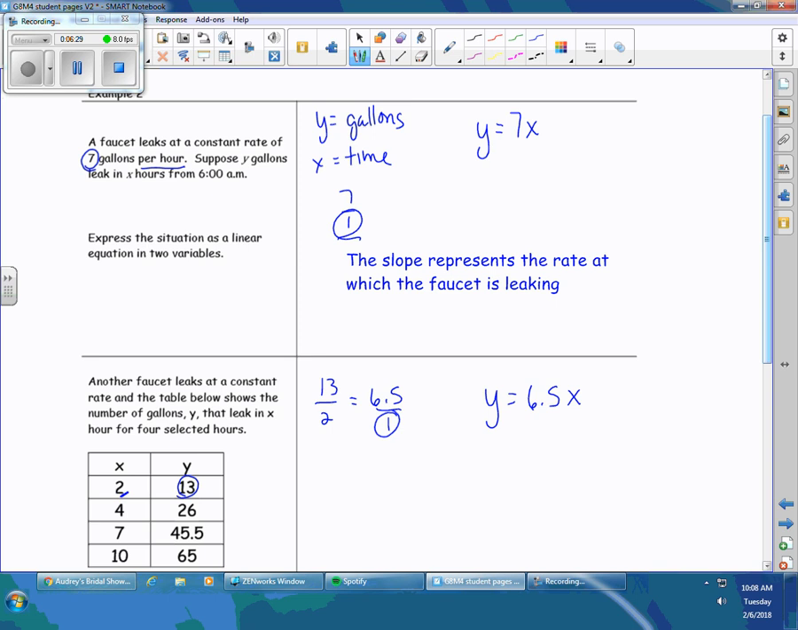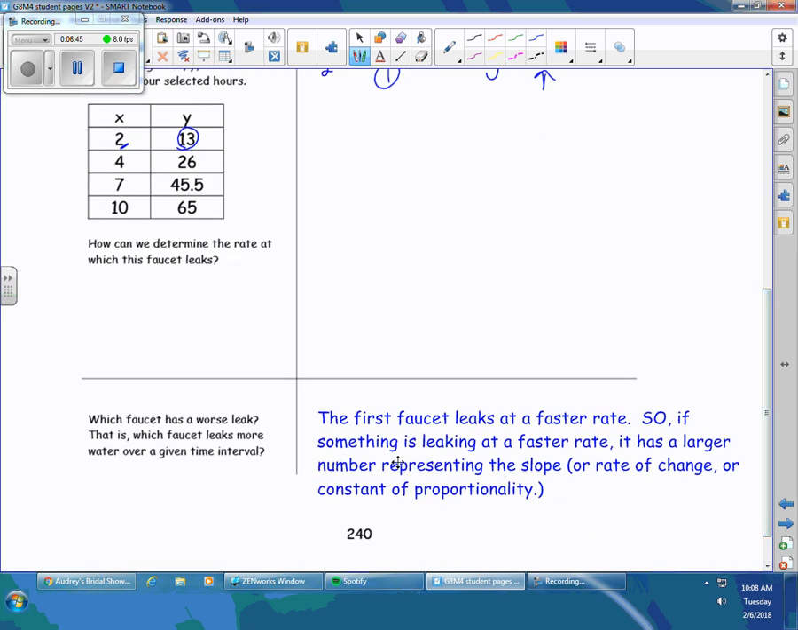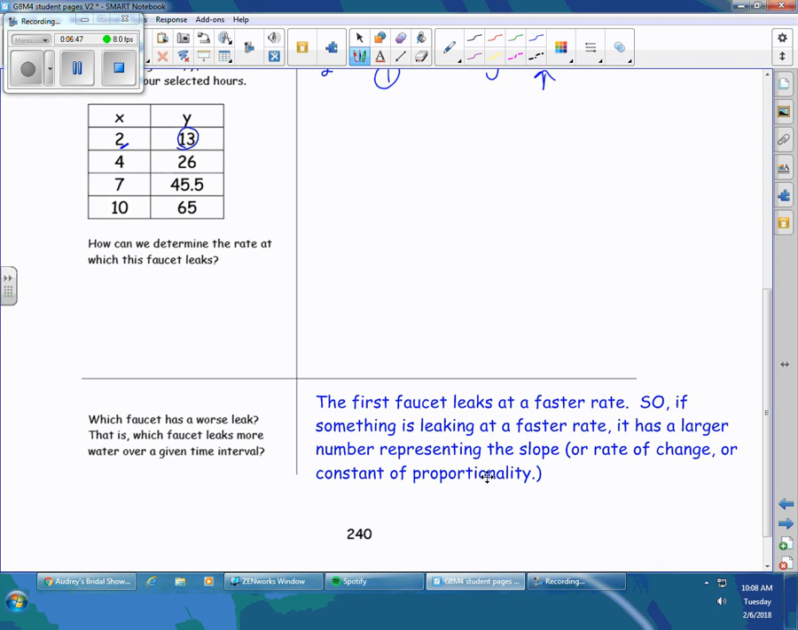it's easy to see that the second faucet is leaking at a slower rate because my slope is less. 6.5 is less than 7. So that's what I'm going to be comparing when I'm trying to determine which one is leaking quicker or slower. So the first faucet leaks at a faster rate. If something is leaking at a faster rate, it has a larger number representing the slope or the rate of change or the constant of proportionality, however you want to express that.